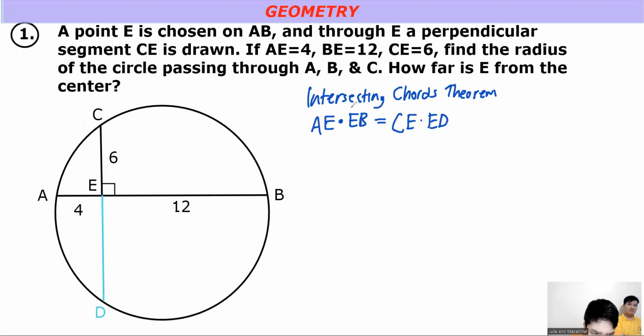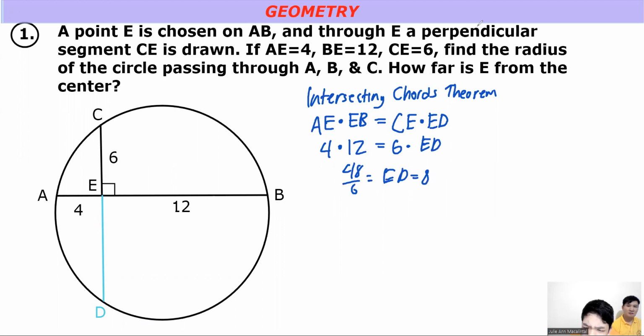So AE, 4, times EB, 12, equals CE, 6, times ED. So therefore ED is 48 over 6, so ED equals 8. So ED, or DE, is equal to 8. So write 8 on the figure. 8, yes.